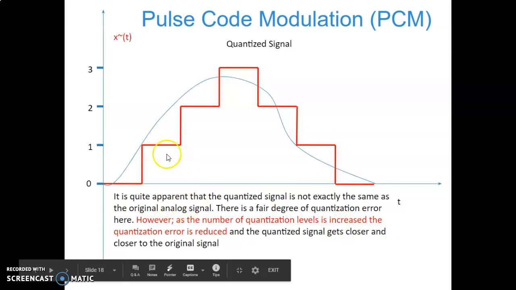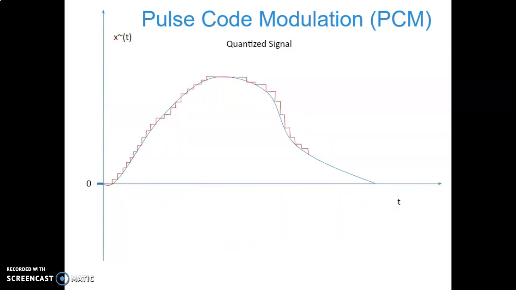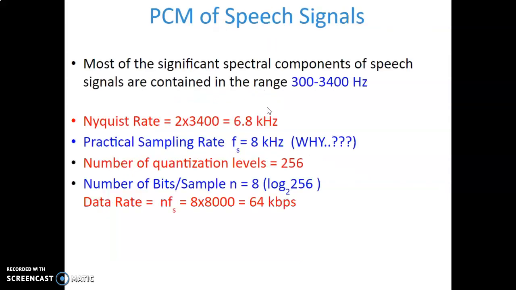So it is apparent from the figure that the original signal and quantized signal do not match because we have assigned to some of the samples a nearby level, and because of that the quantization error is introduced. So how to remove this quantization error? If we have more quantization levels, then the quantization error will be reduced. So you can see here there are more samples, and because of that your quantized signal and your original analog signal match.